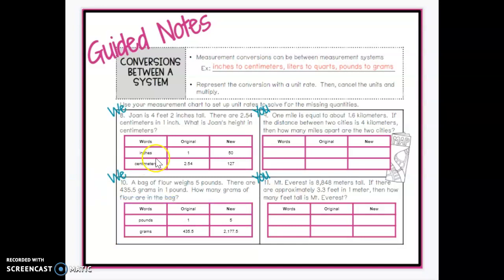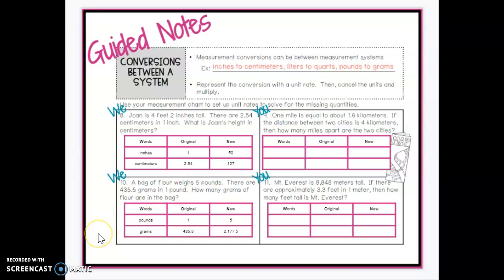And that's all you're going to be doing. This is your unit rate, your centimeters, because it has a unit of 1 inch. And you're just going to cross multiply to get that answer right over there. If you have any questions, let me know. Other than that, that's pretty much what you're going to be doing.